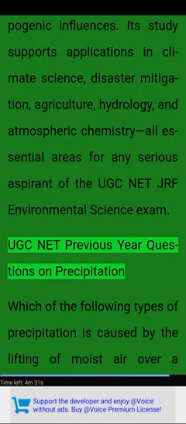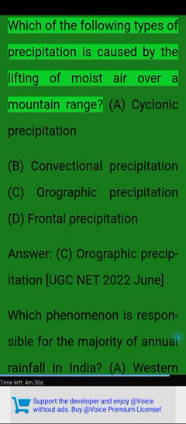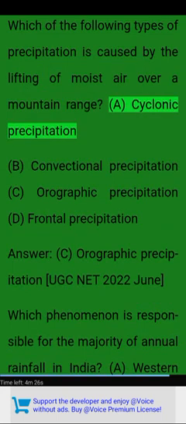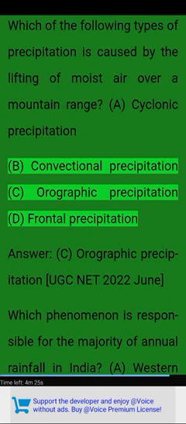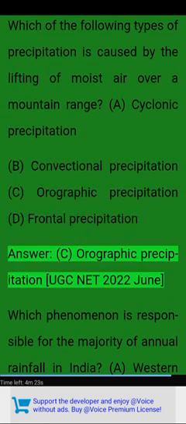UGC NET previous year questions on precipitation. Which of the following types of precipitation is caused by the lifting of moist air over a mountain range? A. Cyclonic precipitation. B. Convectional precipitation. C. Orographic precipitation. D. Frontal precipitation. Answer: C. Orographic precipitation. UGC NET 2022 June.